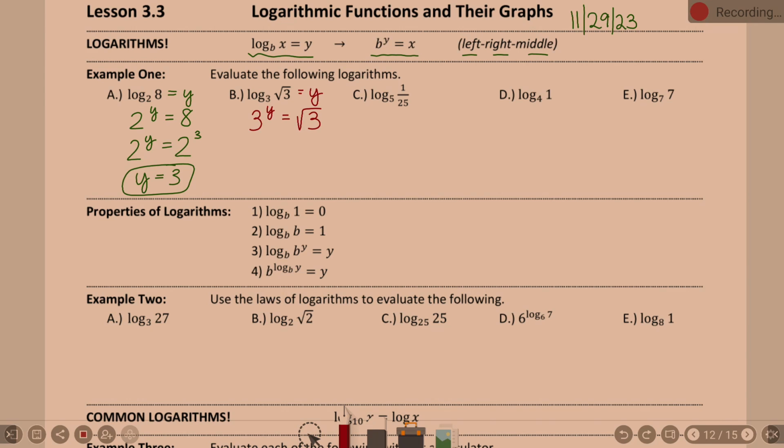So the common question is going to be, can we make those bases the same? What do you know about the square root of 3? 3 to the 1/2, right? You remember that? Radicals, square roots, can be written as fraction exponents. And so since this is the square root of 3 to the first, that is equivalent to saying 3 to the 1/2. And if 3 to the y equals 3 to the 1/2, then we know y is 1/2.